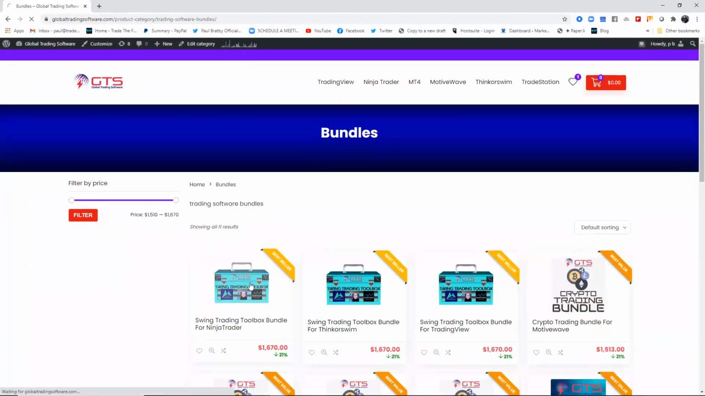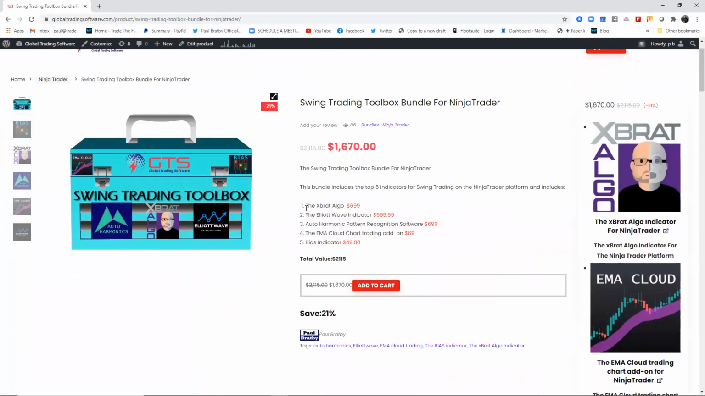when we look at swing trading, we've got the expert algo, which is more powerful than the roller coaster. It's literally a few steps up. The Elliott wave, the harmonic pattern recognition tool, the Ema Cloud, and the bias indicator. Combining those, not necessarily using them all at the same time, but the bias indicator's got to be used, the Ema Cloud's got to be used, and then we invariably get signals from one of these other 3, so it gives you more trading opportunities.